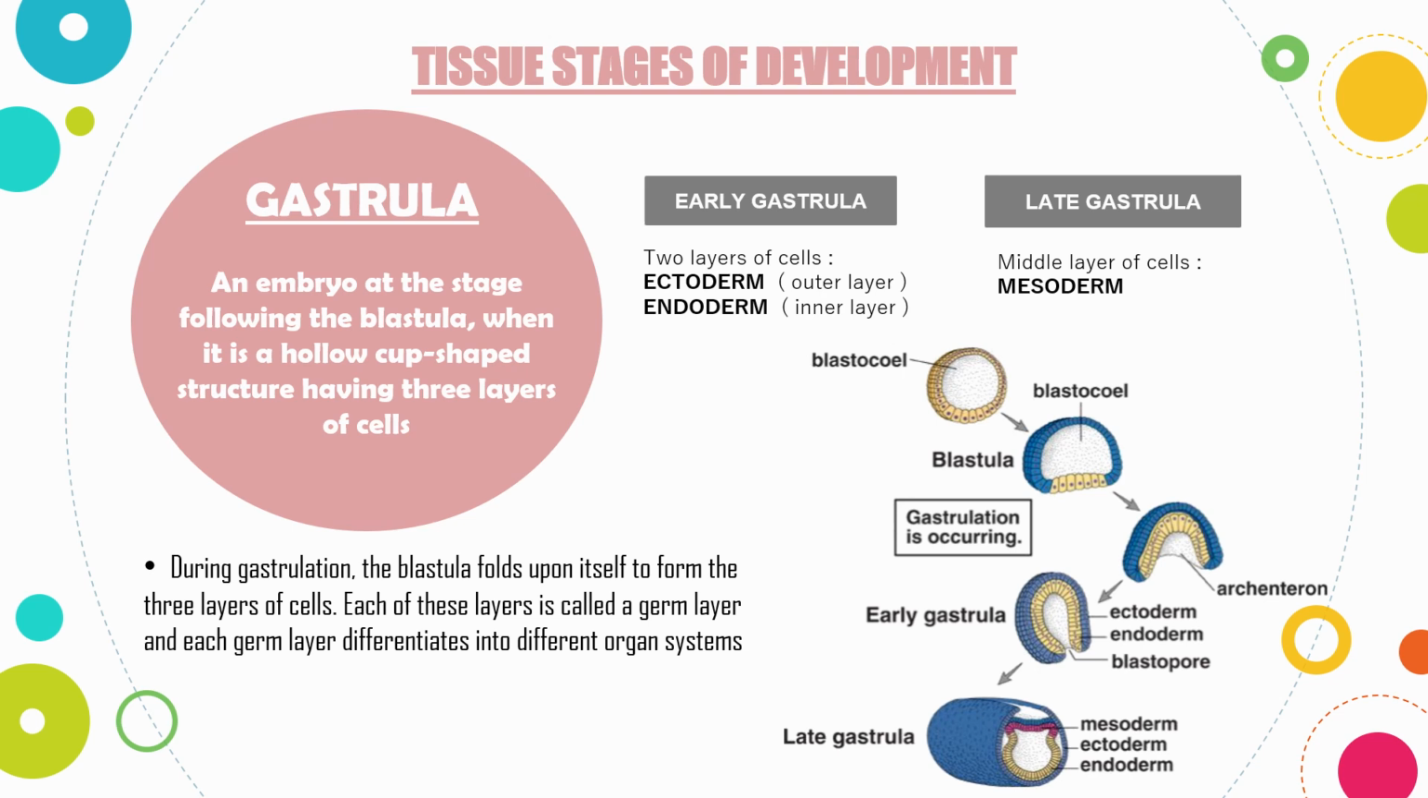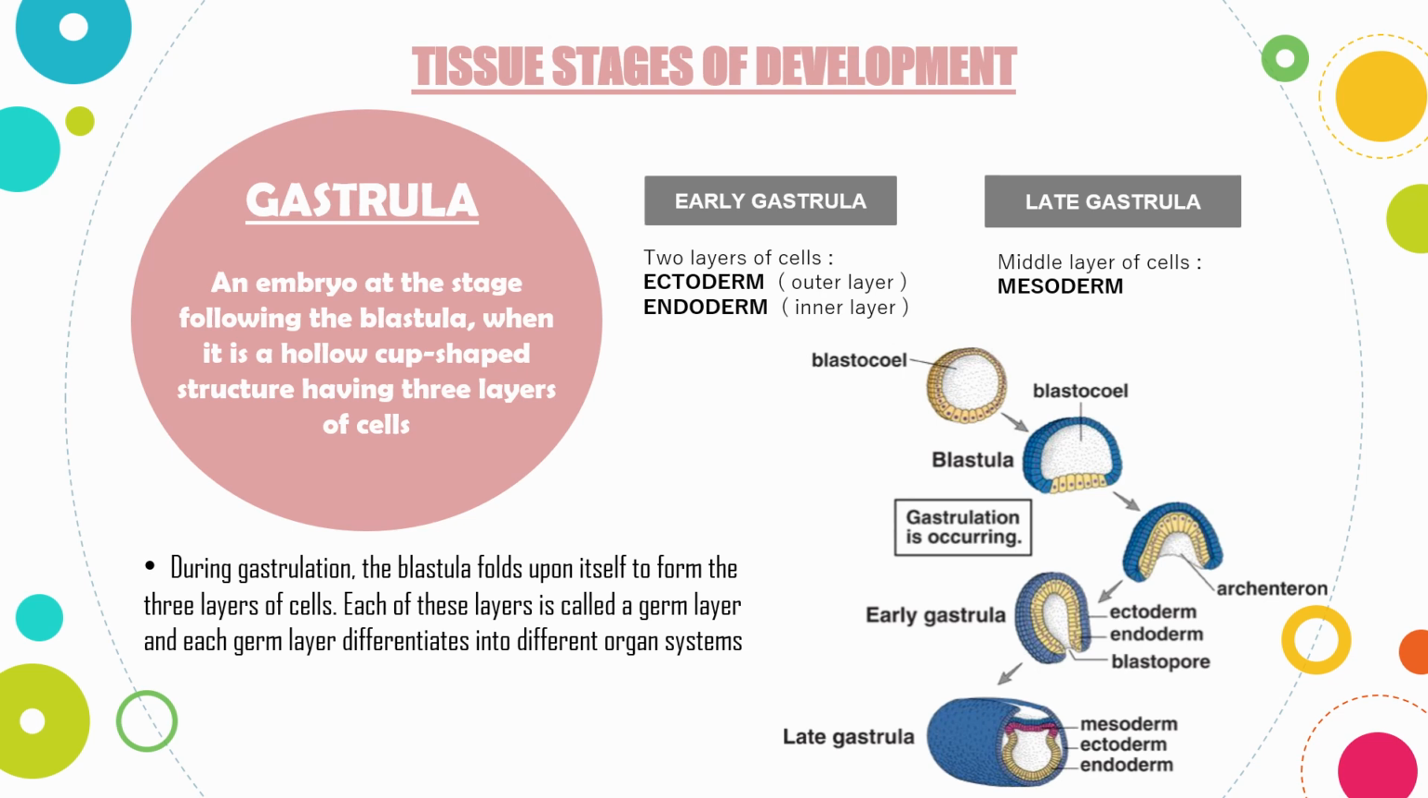Basically, tissue stages of development involve gastrulation. Gastrulation means the formation of gastrula. So what is gastrula? Gastrula is an embryo at the stage following the blastula when it is a hollow cup-shaped structure having 3 layers of cells.